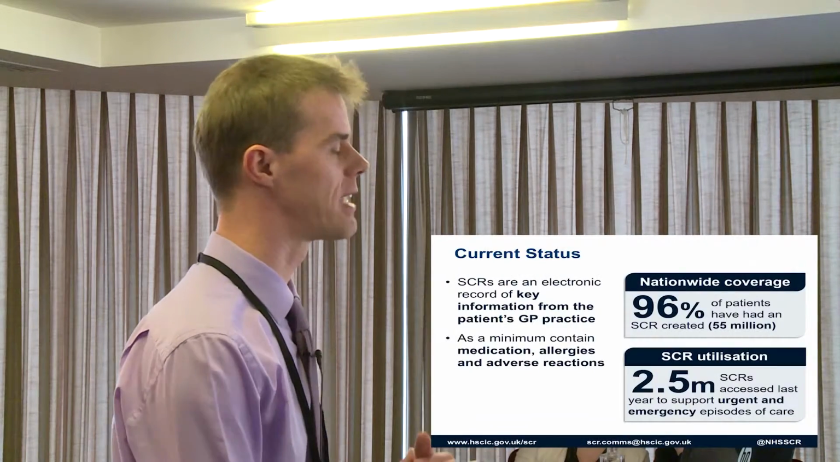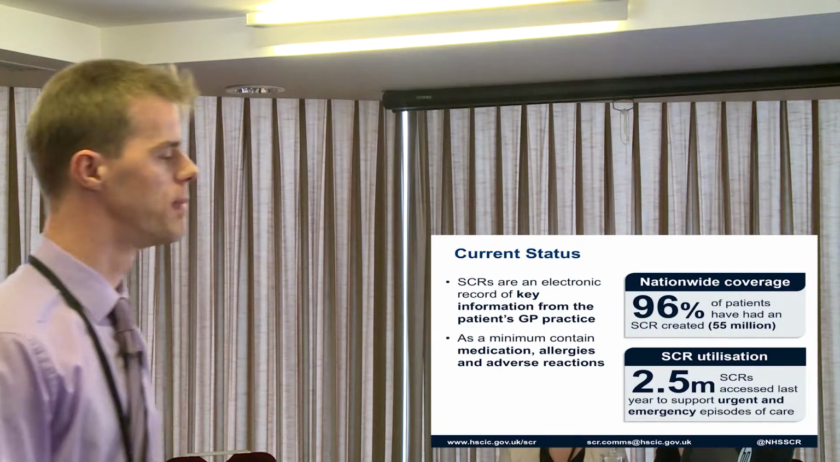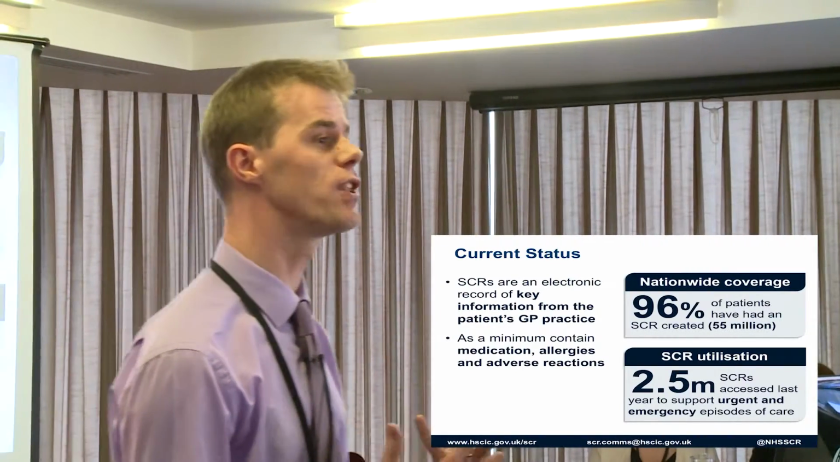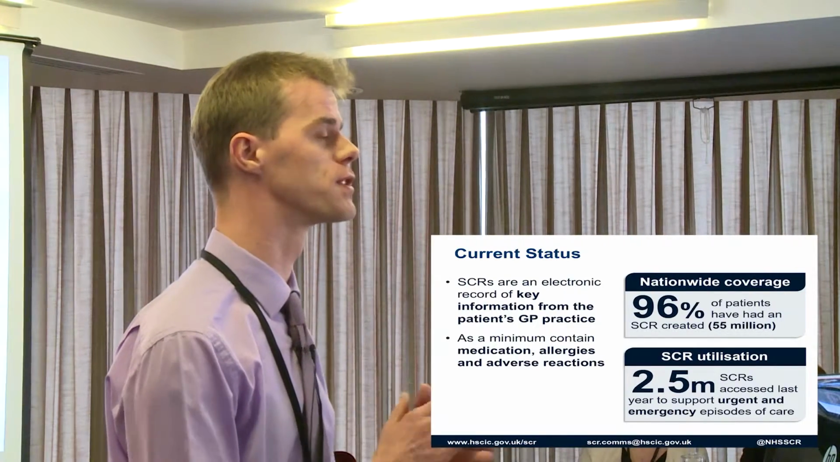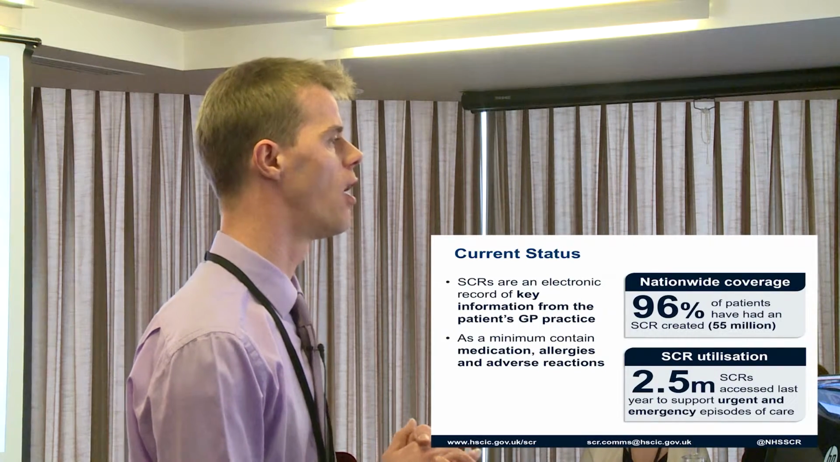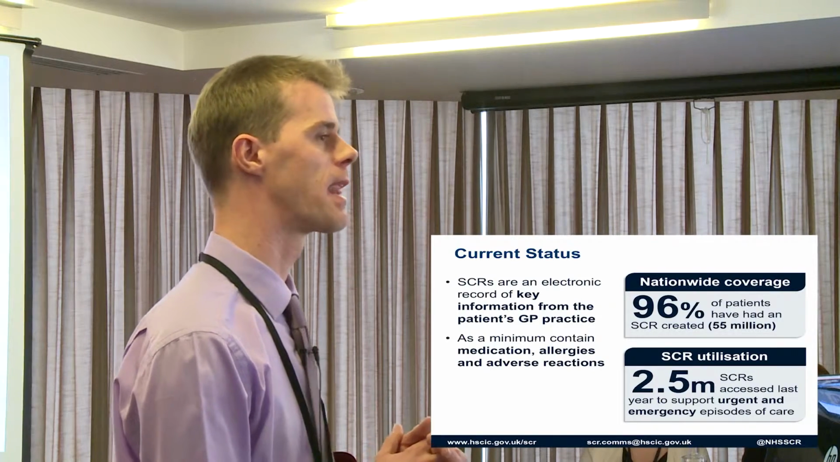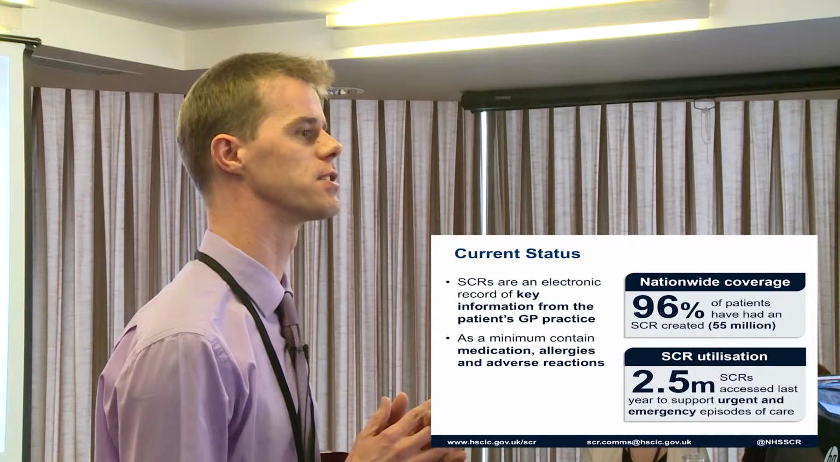Summary Care Records are an electronic record of key information from the GP practice. As a minimum, they contain medicines, allergies and adverse reactions, but they can contain further information, which we refer to as additional information. The consent model for Summary Care Record is that meds, allergies and adverse reactions are provided on an implied consent basis on the back of a public information campaign. But further information, that additional information, requires the consent from the patient.